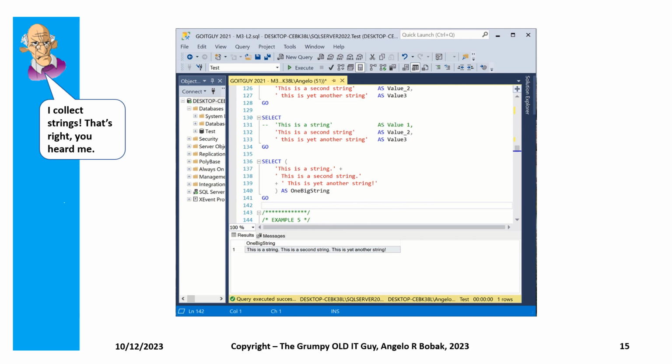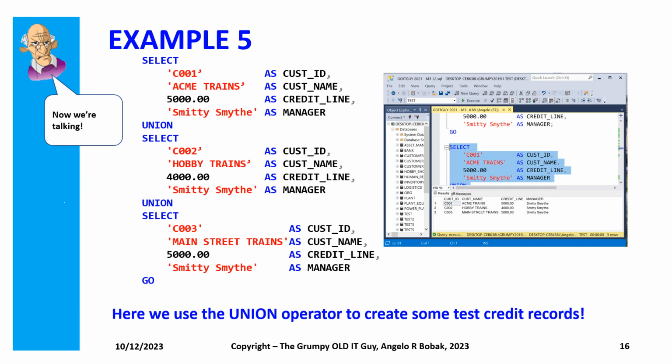Let's see what Nigel has for us next. Let's generate some useful records. Here is our query where we introduce the union operator. We use this to link up 2 or more query results into one result.